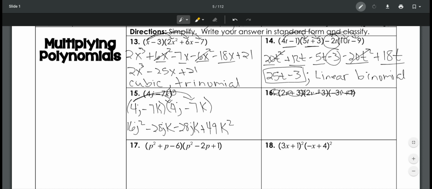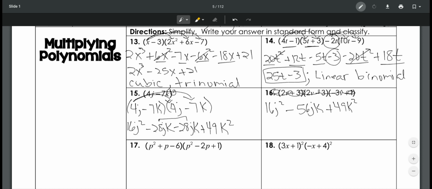Now I'm going to go through and add up like terms. Well, the only 2 terms that I can add are these 2. They are the only 2 that are like. So my final simplified answer would be 16j squared minus 56jk. If you write kj, that's fine. But normally the variables need to be in alphabetical order, and j comes before k in the alphabet. And then our final term would be the 49k squared because I do not have any other terms to add with it.